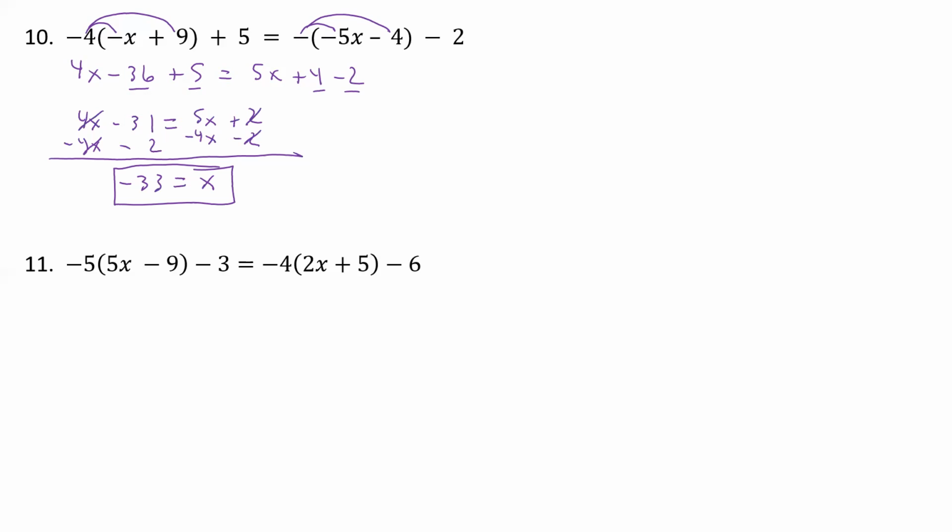Okay, and so I get x equals negative 33. Now what do we do? Well, now I plug it back in and see if it checks. So negative 4 times negative 33, so that's going to be a positive 33 plus 9 plus 5 on the left. Now we have minus 5 times negative 33, and then minus 4 minus 2. All right. So 33 plus 9.